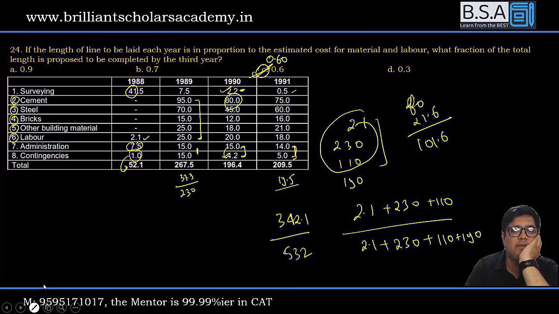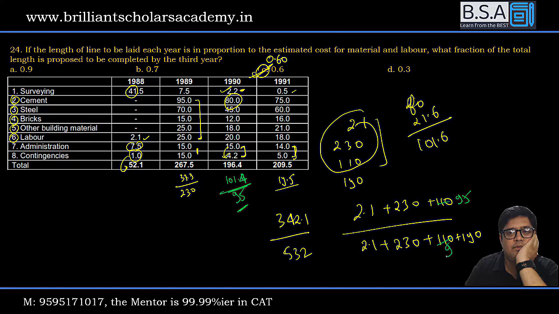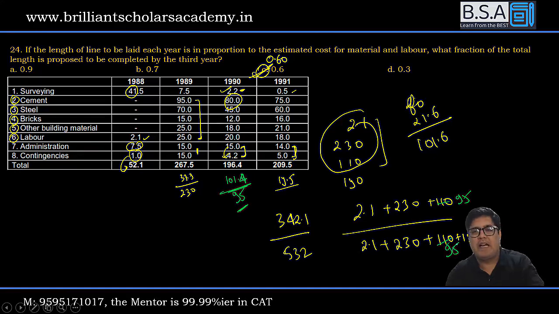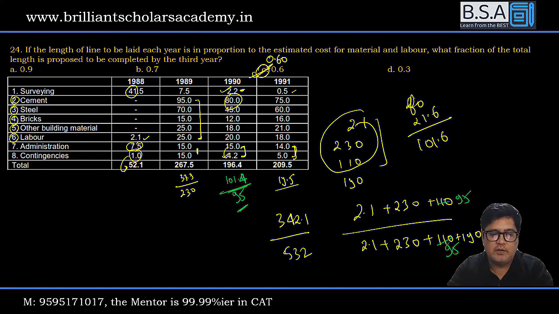101.6 minus, you do that. 101.4. So we shall have 95 here. I'm not sure how much the answer will change. Will it change too much or not? .1 plus 230 plus 95 is 327.